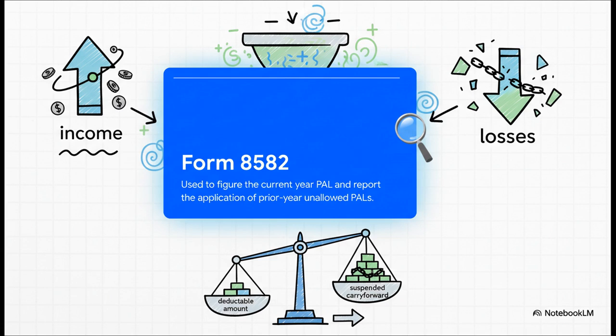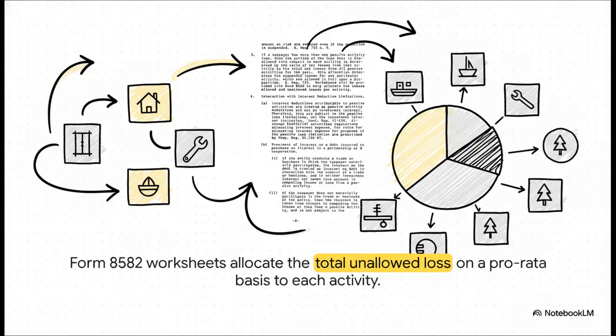The final number tells you exactly how much passive loss you can actually deduct this year and how much you've got to carry forward to the next. But here's a really critical mechanical detail about this form. It doesn't just give you a single lump sum for your suspended loss. No, that would be too easy. Instead, its worksheets force you to do something very important. You have to allocate that total disallowed loss back to each specific activity that actually had a loss on a pro-rata basis. This is so important for good record keeping, because when you eventually go to sell one of those activities, you need to know exactly how much suspended loss is attached to it.